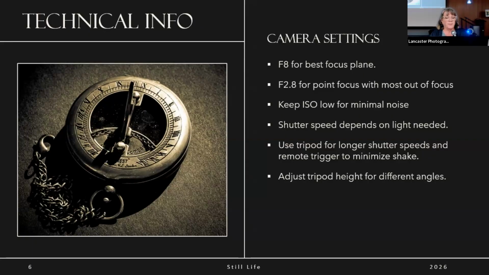You want to adjust your tripod to different heights to get different angles of the same subject. You can move it to the right or left, up and down, because when you have your objects set up, you want to try a bunch of different positions just to see what it does to the image.